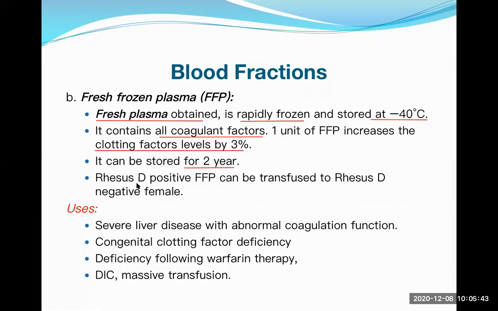And rhesus D positive fresh frozen plasma can be transfused to a rhesus D negative female. This is an advantage. Just try to understand this. Rhesus D positive, or Rh positive, fresh frozen plasma can be transfused to a rhesus D negative or Rh negative female. But can we transfuse rhesus D positive RBC to a patient who has rhesus D negative RBC? Can we do that?